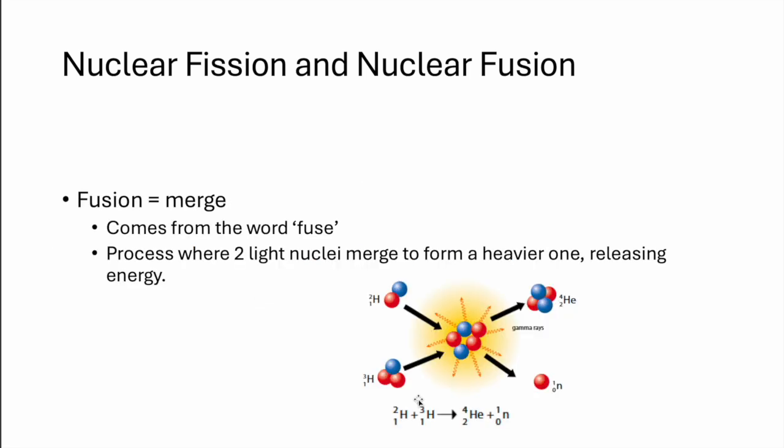So fusion, on the other hand, is a process where two light nuclei combine to form a heavier one, releasing large amounts of energy. This is another example, with very simple mathematics behind it. Just make sure that everything checks out and you'll be fine.